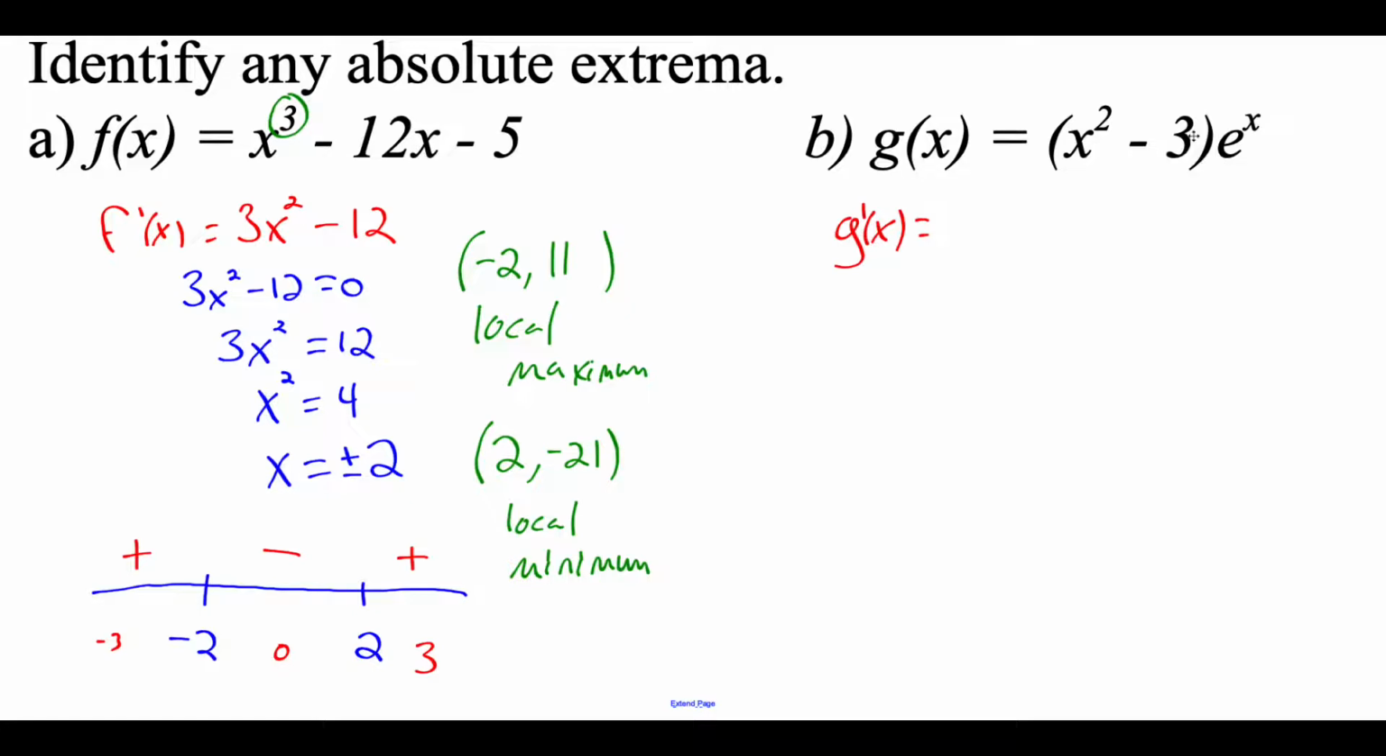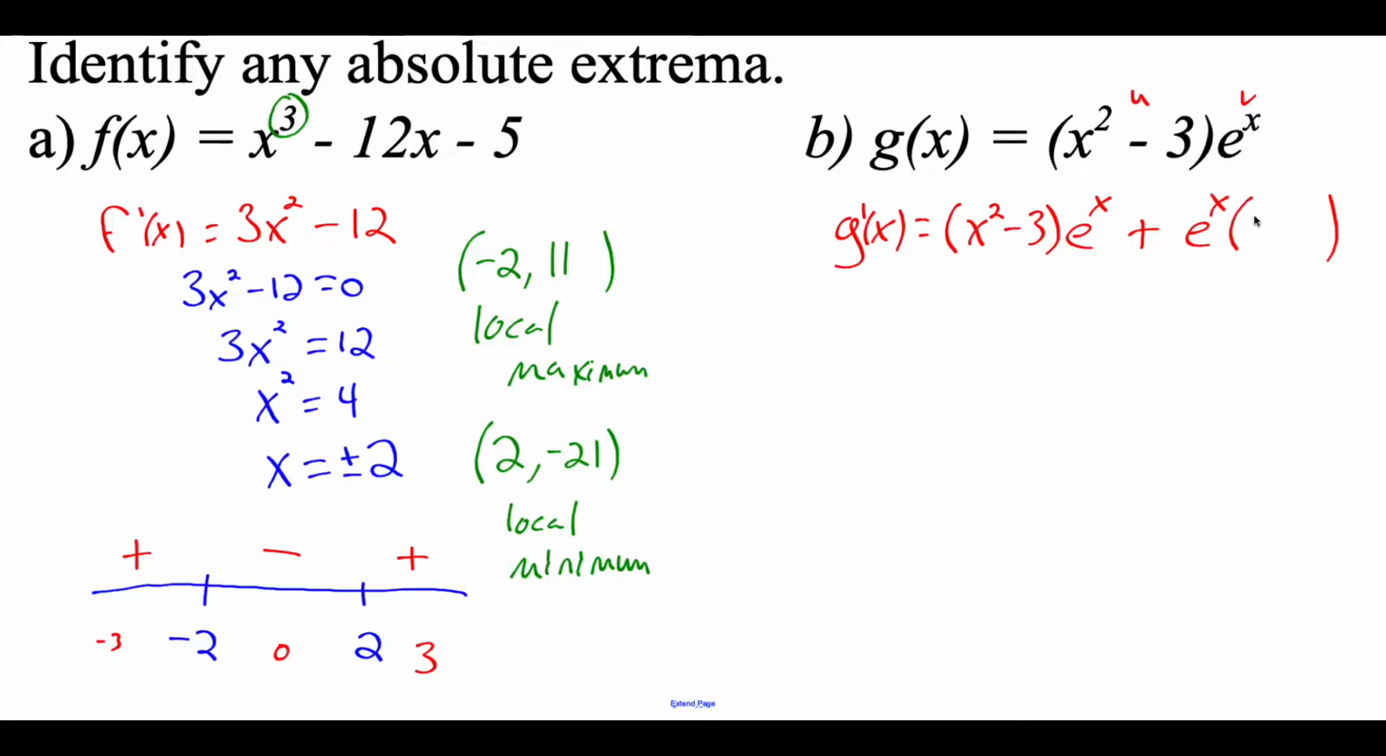Now, because there's multiplying happening in here, we would have to do the product rule to help us find the derivative. So the x squared minus 3 is going to be my u. The e to the x is going to be v. So the product rule says leave u alone, but then attach the derivative of v. Well, the derivative of e to the x is just e to the x. But then we're going to add, leave v the same, and attach the derivative of u.